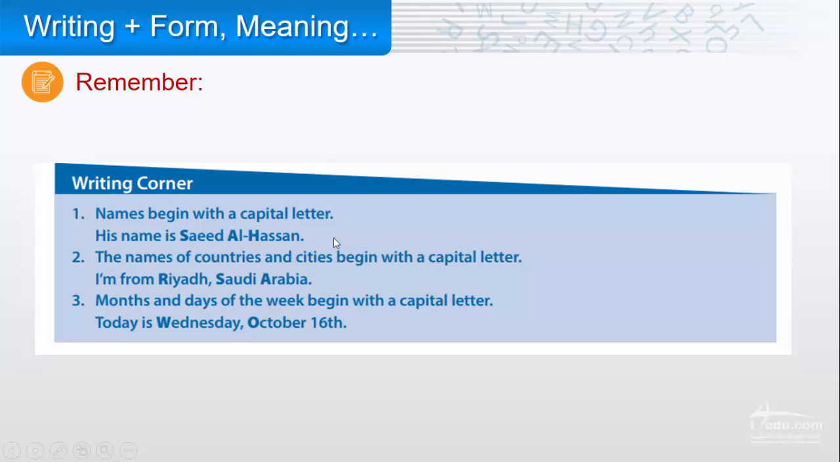2. The names of countries and cities begin with a capital letter. I am from Riyadh, Saudi Arabia. Capital R, S, A. Months and days of the week begin with a capital letter. Today is Wednesday, October 16th. Capital W, capital O.